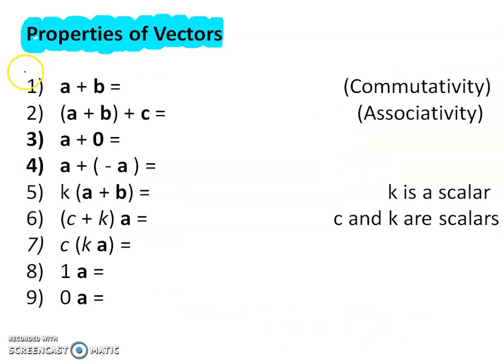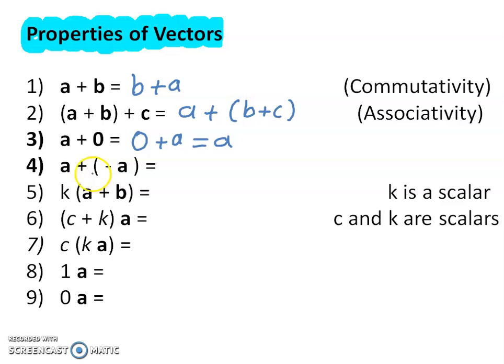Properties of a vector. Property number 1, A plus B equals B plus A, and this is called the commutative law. Number 2, A plus B plus C equals A plus B plus C, regrouped, and this is called the associative law. Number 3, A plus the 0 vector is equal to the 0 vector plus A, and the answer is vector A. Number 4, A plus minus A will give us the 0 vector.